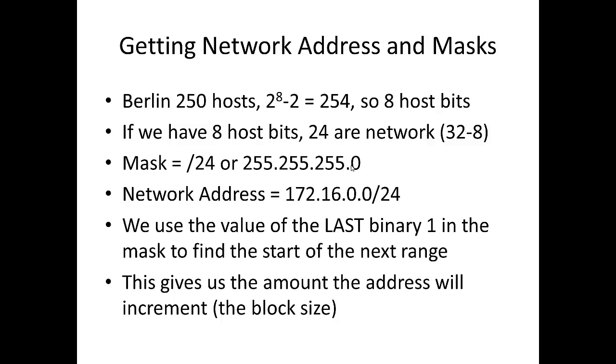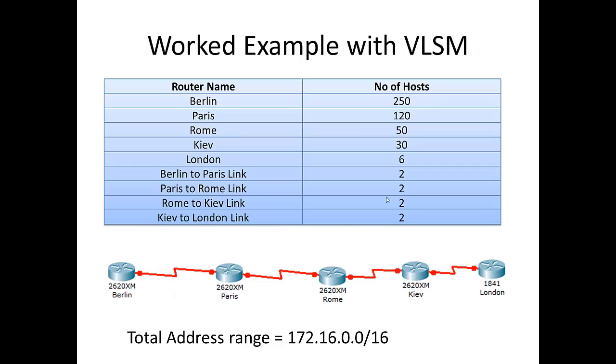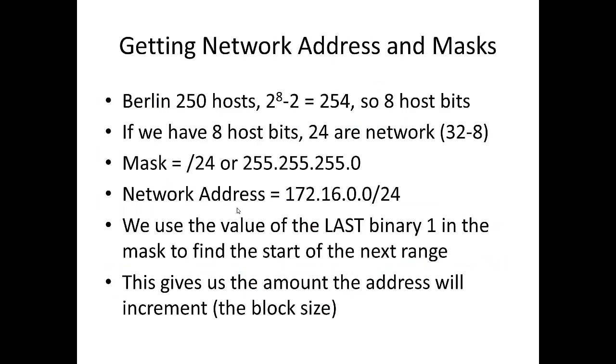So the network address for this Berlin LAN is 172.16.0.0/24. Now what we want to do is know where Paris starts. We want to know the start of the next range. We've subnetted Berlin, now we're going to go on to Paris. Where we do that, very simple, we find the value of the last binary 1 in the mask to find the start of the next range. And this basically gives us the amount the address will increment, or the block size.